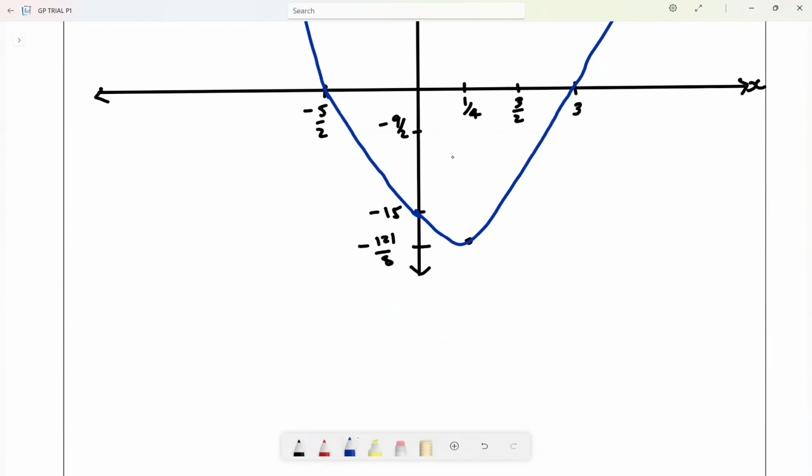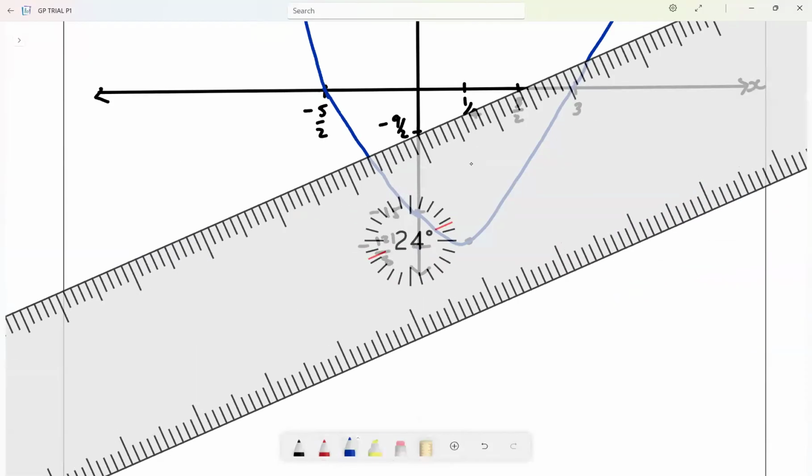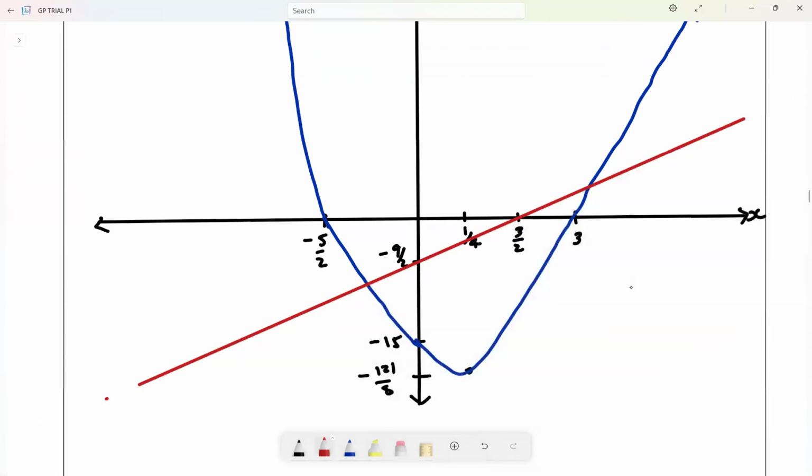And then let's try to join a straight line between these two. Okay, use a different color just for convenience. That should be good. That should do. Let me extend it a little bit. This is my graph of G.